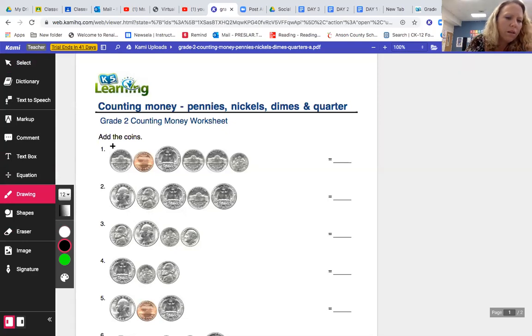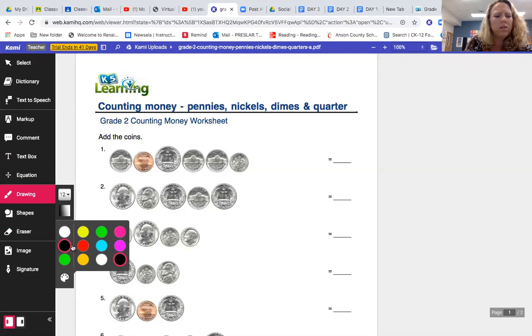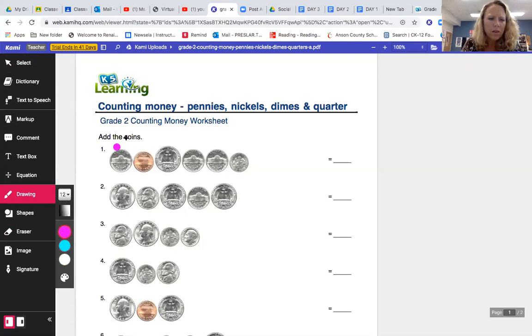my drawing tool in a different color. I think I'm going to choose, let's choose this purple color here. So I have 5 cents. Oh, that's a big pen. All right, so I have 5 cents. That's 5. That's worth a nickel, worth 5 cents. That is a nickel. This is a penny. This is worth 1 penny, 1 cent.